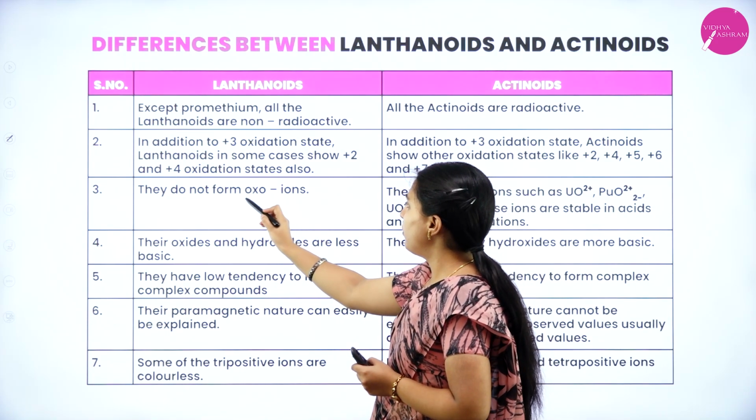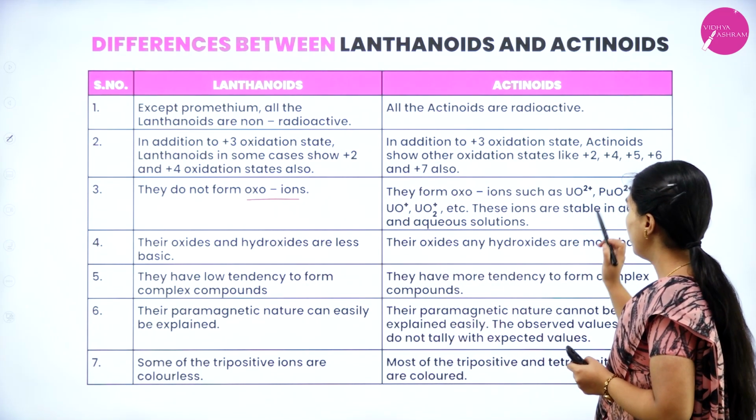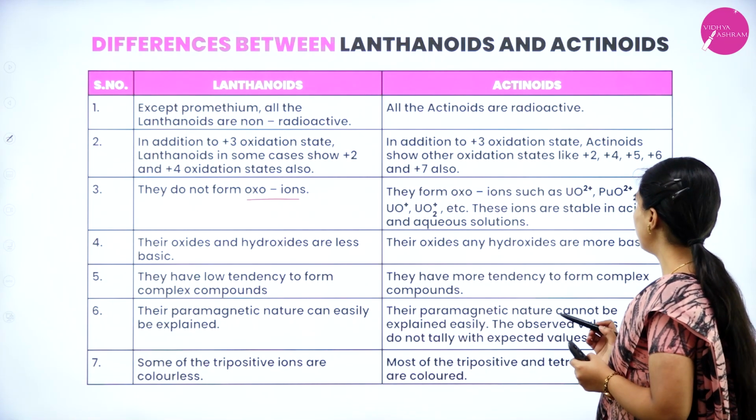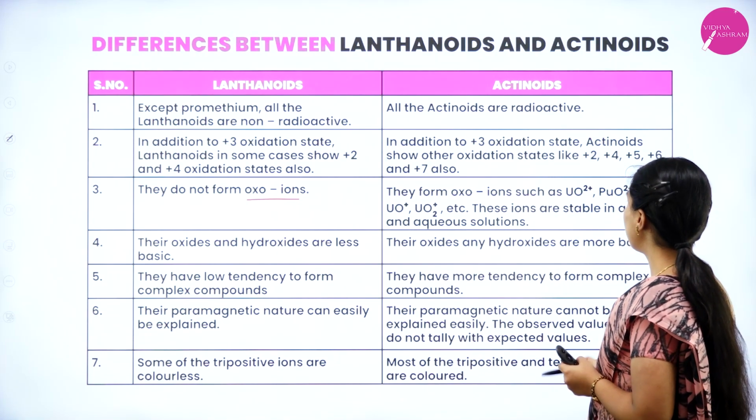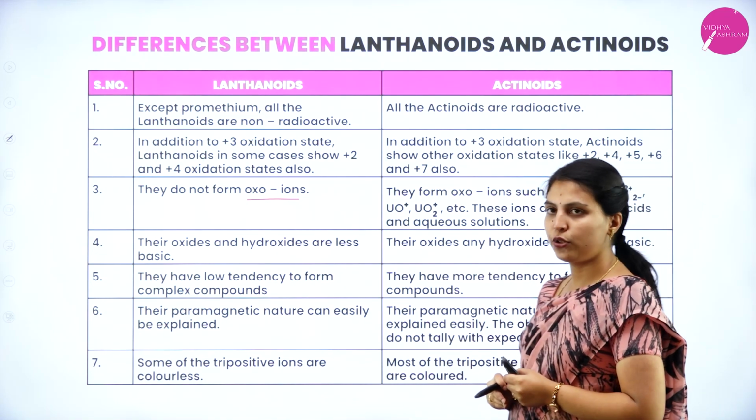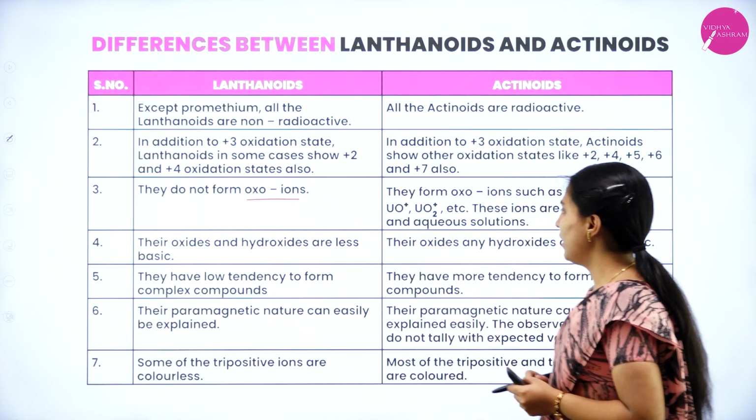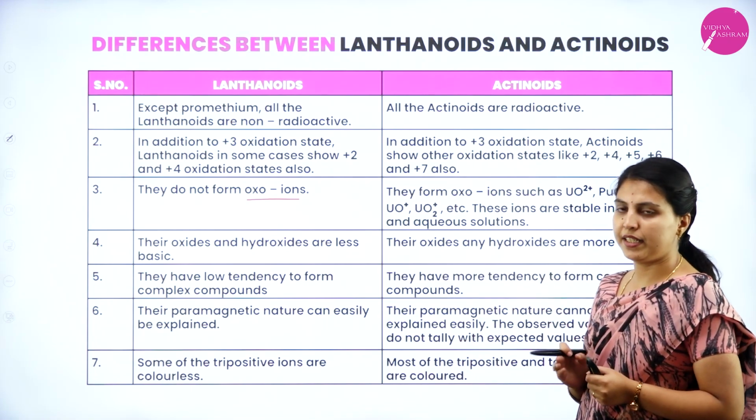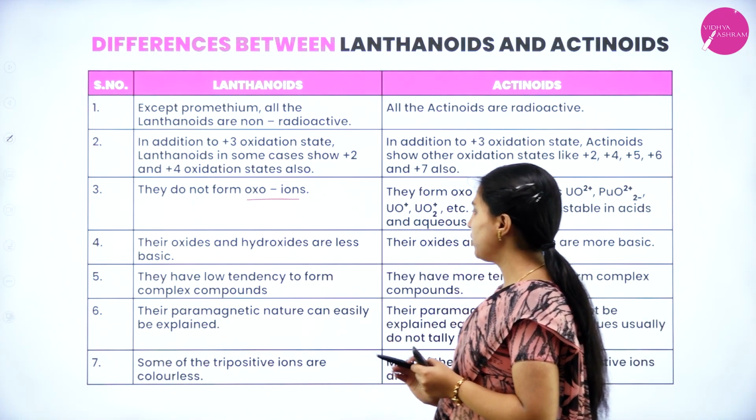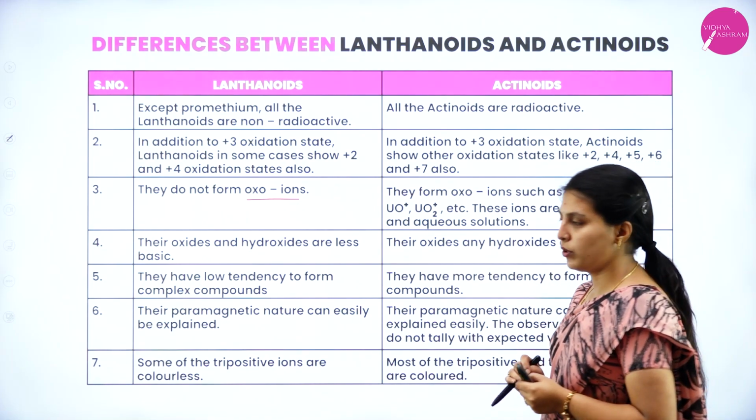Lanthanoids do not form oxo ions, but actinoids form oxo ions such as uranyl UO2 2+ and plutonyl, etc. These ions are stable in acids and aqueous solutions. Their oxides and hydroxides are less basic, whereas the oxides and hydroxides of actinoids are more basic. Lanthanoids have a low tendency to form complex compounds, whereas actinoids have a high tendency to form complex compounds.